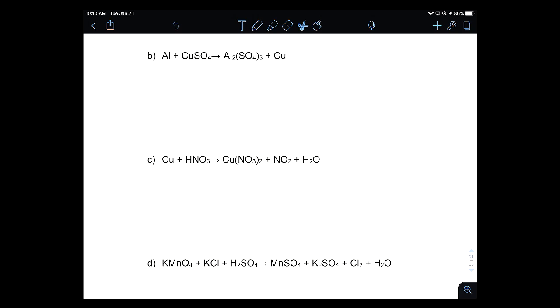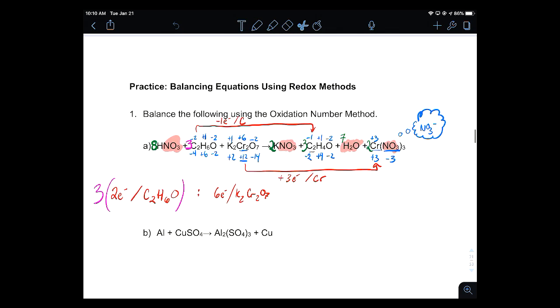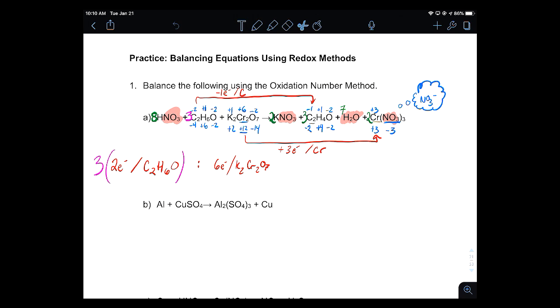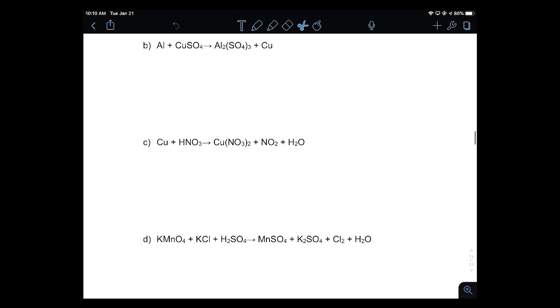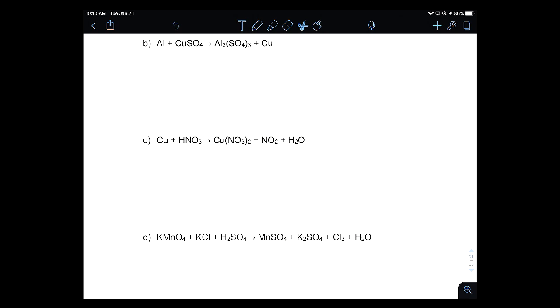All right, everybody. This is going to be balancing redox and identifying redox agents and that sort of thing. This is from the balancing equations using redox methods in your booklet, page 21. So we'll start with this copper and aluminum one.